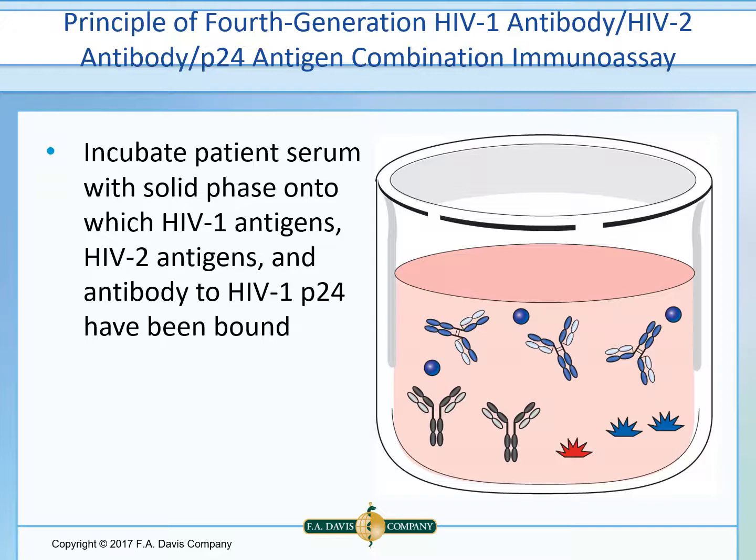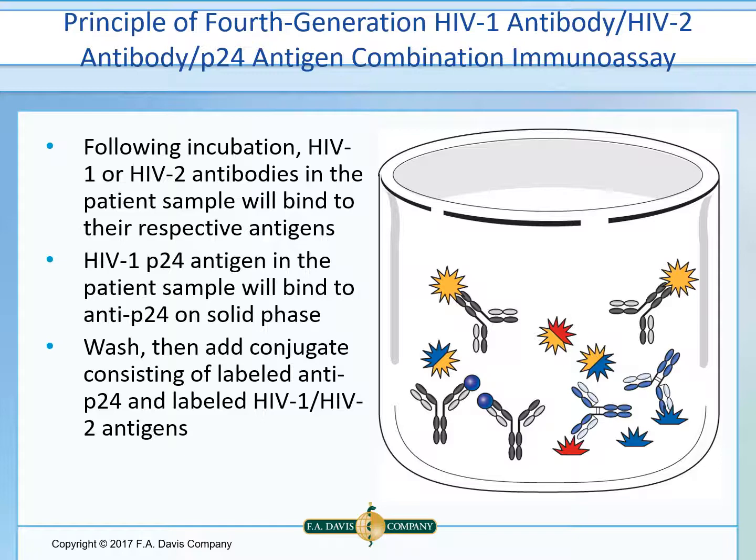The basic principle of the 4th generation HIV antibody antigen combination test involves the use of sandwich ELISA, or CLIA, in which patient serum is incubated with a solid phase, onto which synthetic or recombinant HIV-1 antigens, HIV-2 antigens, and monoclonal antibody to HIV-1 P24 have been attached. If the antibody to HIV is found in the sample, it will bind to the HIV-1 or 2 antigens, or both if infections are both present. If P24 antigen is in the sample, it will bind to the anti-P24 on the solid phase.